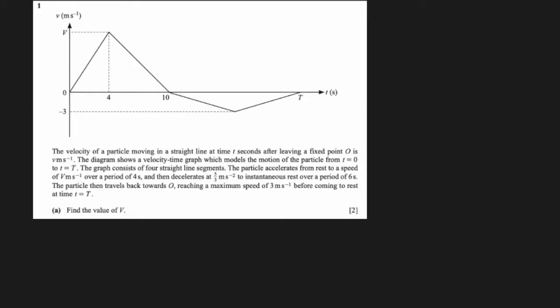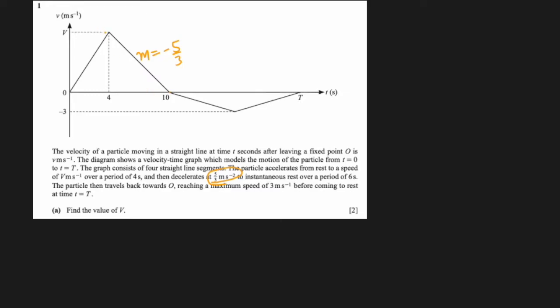Let's get started with question number 1, which has given us a VT graph, and it says that from 0 to 4 seconds it accelerates to v meters per second. Then after 4 seconds to 10 seconds it decelerates, and this is the deceleration, which means the gradient of this particular line is negative 5 over 3. Just keep in mind. Okay, then it stops here.